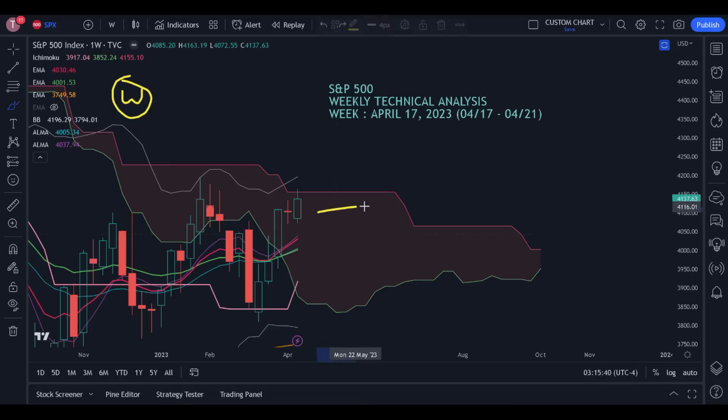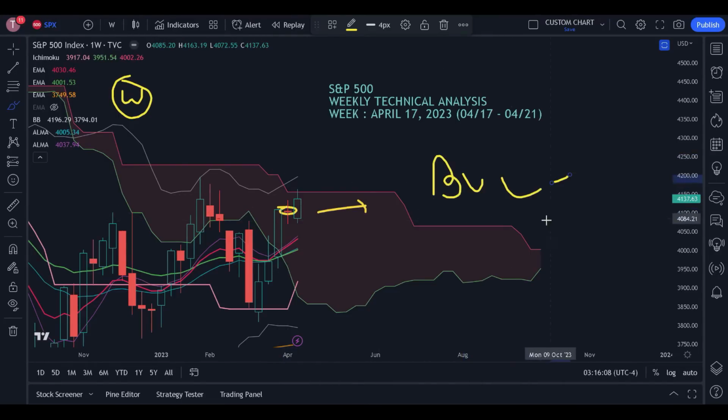Now let's first analyze the candle itself. The candle is a good bullish candle, or we can say a solid bullish candle. Also, the body of this bullish candle has engulfed the body of the previous weekly candle. This means that there are bullish sentiments in the stock market, meaning in the Dow Jones, in the S&P 500, and in all other indices.